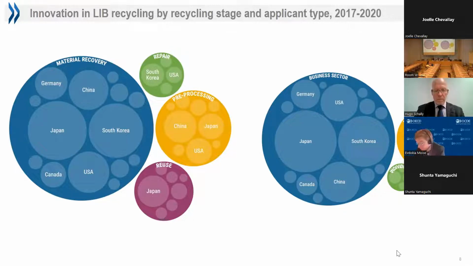And the business sector accounts overall for most lithium-ion battery recycling innovation, but research institutions also play an important role, especially in China, France, and the United States. And as seen in the graph, in most countries, innovation primarily focuses on the most profitable stage of battery recycling, which is material recovery and production. Next slide, please.